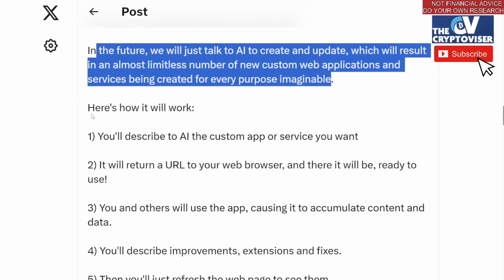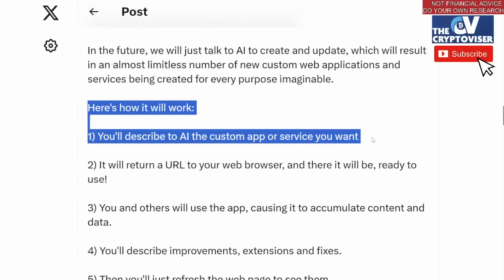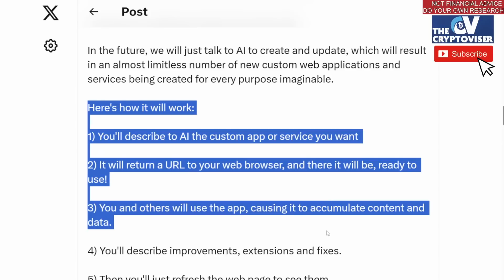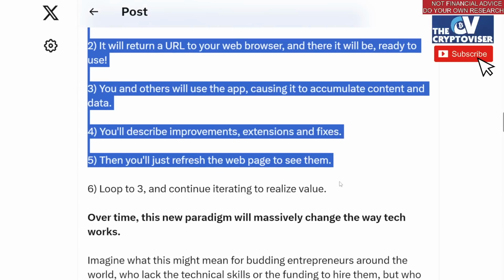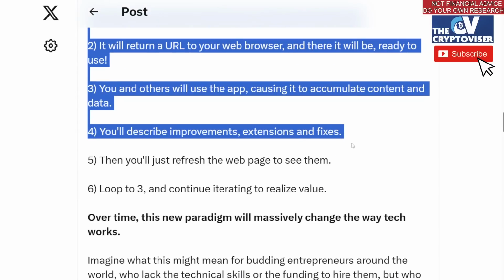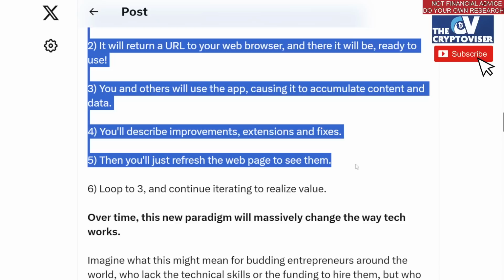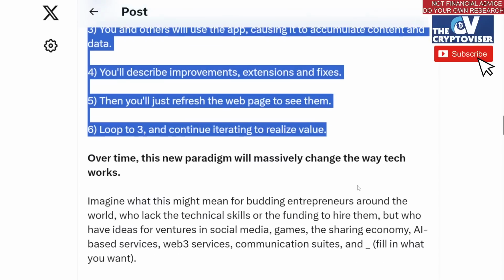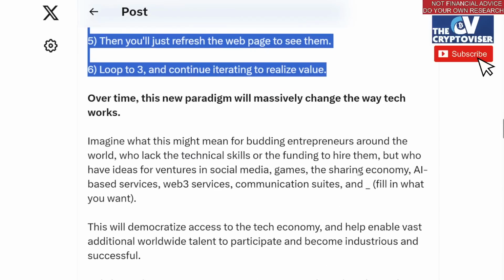Here's how it'll work. You'll describe to the AI the custom app or service you want. It will return a URL to your website and it will be there ready to use. You and others will use the app, causing it to accumulate content and data. You'll describe improvements to the AI, extensions, and fixes. Then you'll just refresh the page to see them. Loop to number 3 and continue reiterating to realize the value of what you're creating. So you're going to use AI and say, hey, do this. Okay, do this, fix this, change this, do this. And it'll do it for you. And over time, this new paradigm will massively change the way tech works.